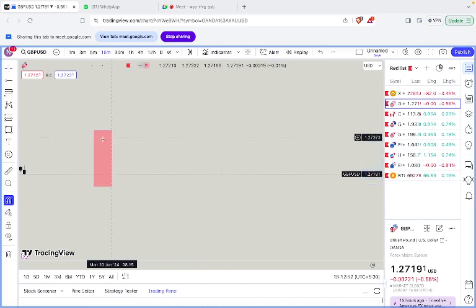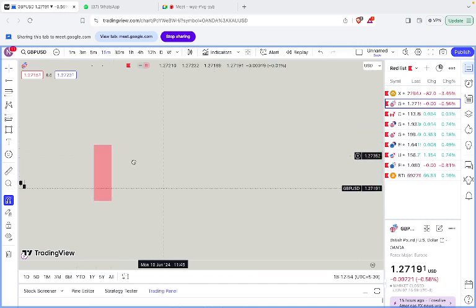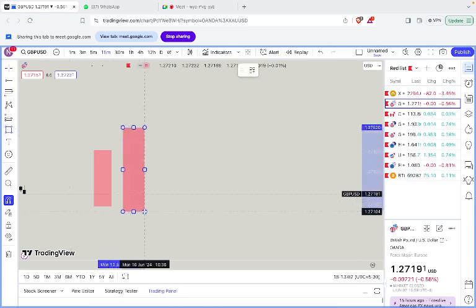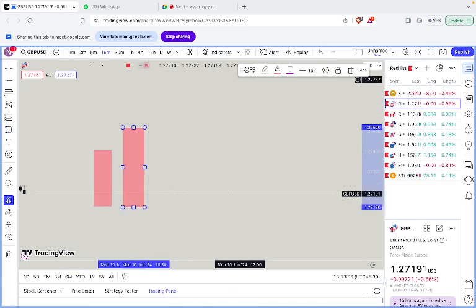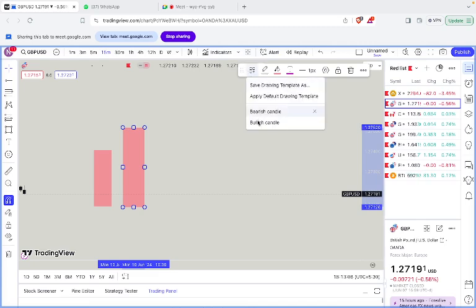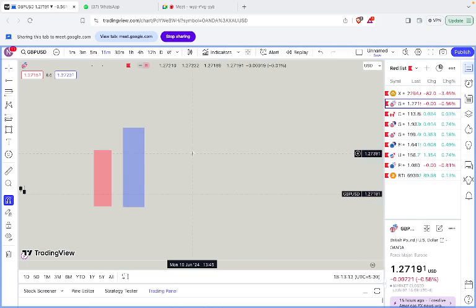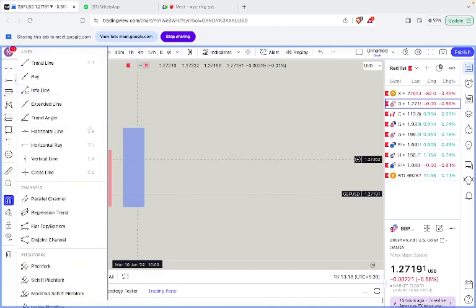What do we call this red candle over here? Bearish candle. Right. What about the blue one? Bullish candle, and that's engulfing. We know that when a bullish candle engulfs a bearish candle, we call it engulfing buy.